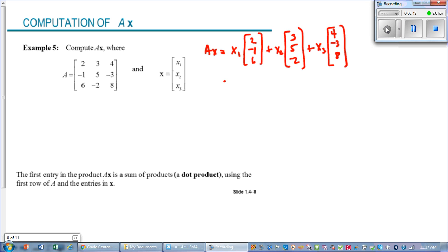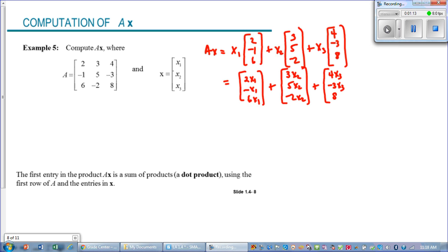Now simplifying that becomes, just using the scalar multiplication, 2x1, minus x1, and 6x1, 3x2, 5x2, negative 2x2, 4x3, minus 3x3, and 8x3. Now, summing the vectors by adding corresponding entries, we get this.